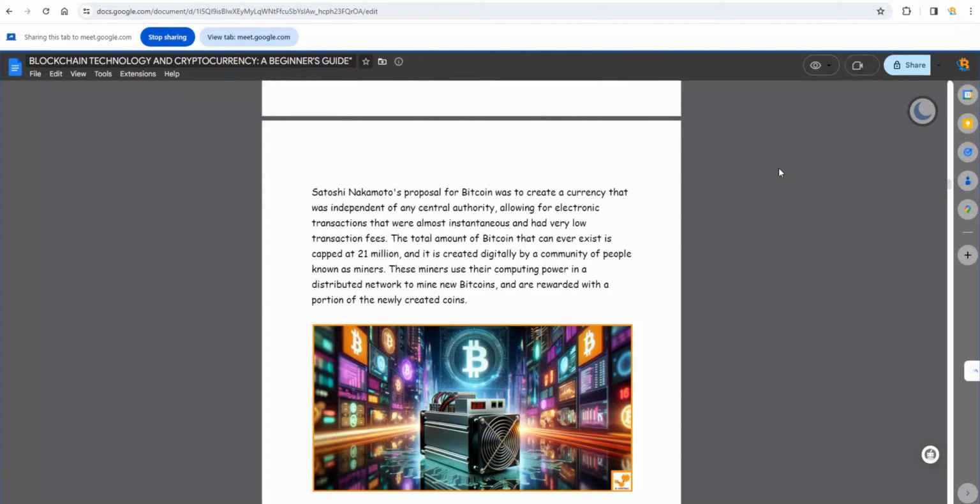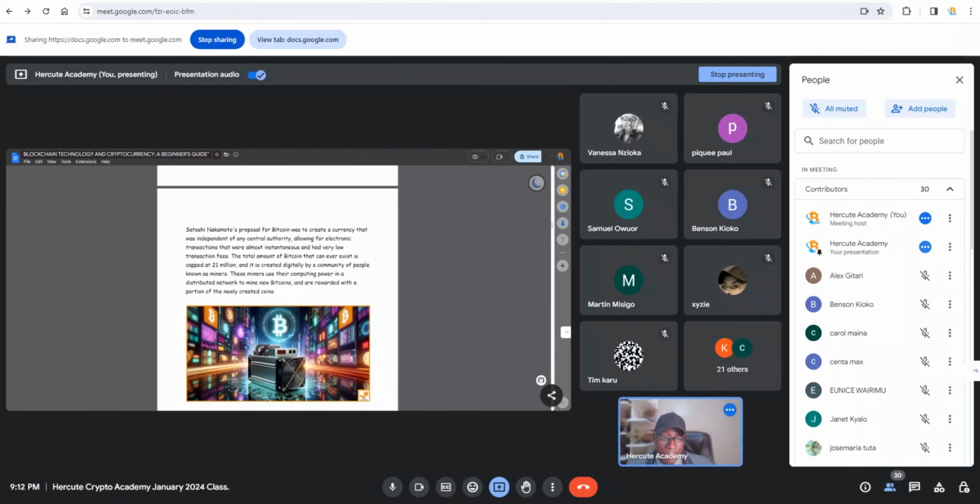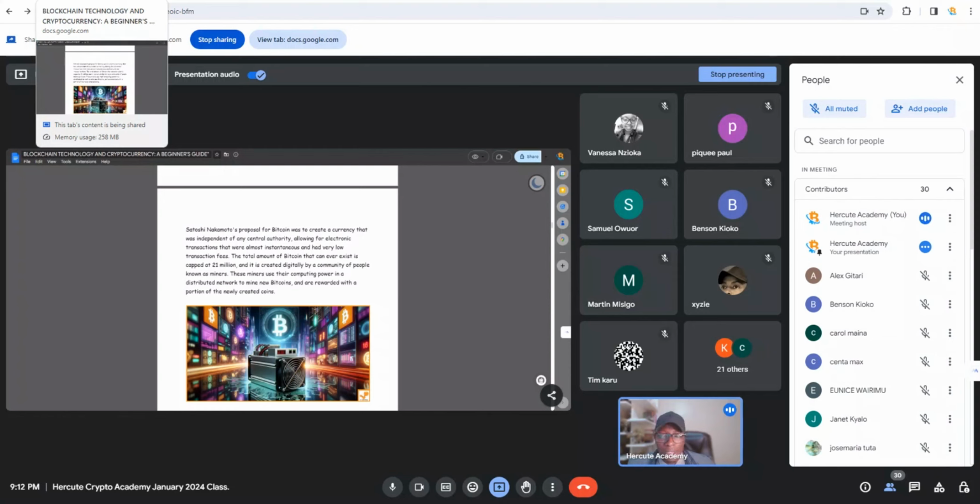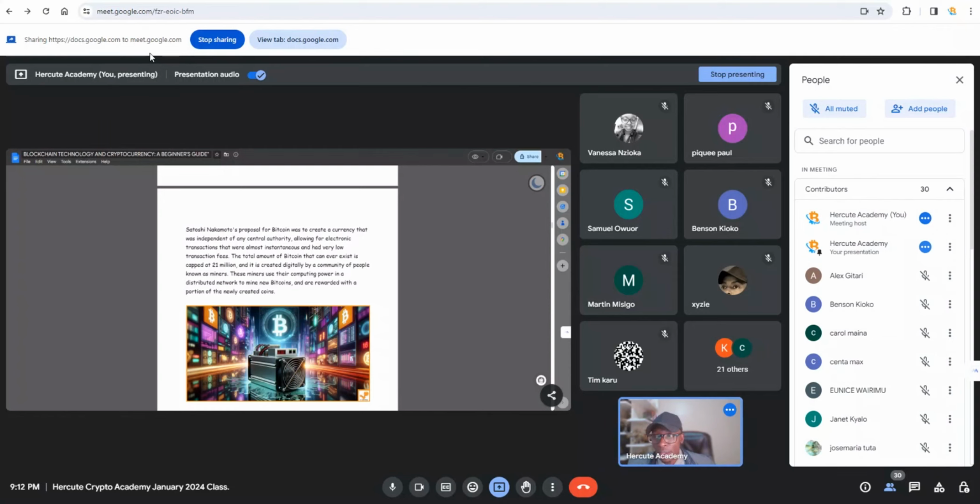The total amount of Bitcoin that can ever exist is capped at 21 million, and this, of course, will help in curbing what, as far as cryptocurrency is concerned. The total amount of Bitcoin that can ever exist is capped at 21 million. What is the advantage of this? Very quickly, we talked about this in our first class. The fact that we have a capped number of Bitcoin, what is the beauty about that? And remember the demand for Bitcoin.